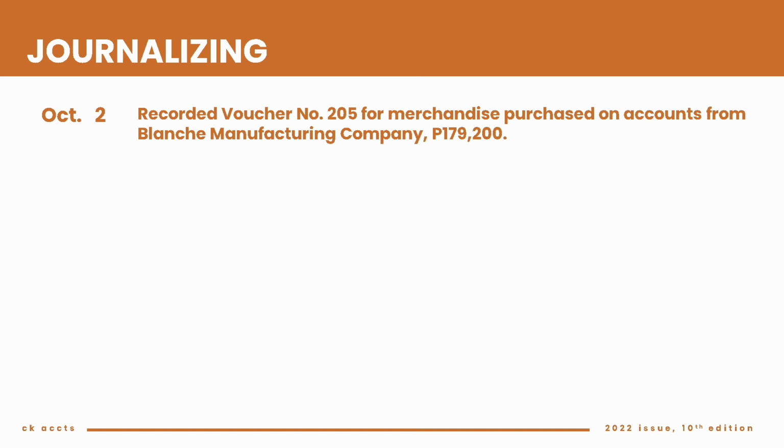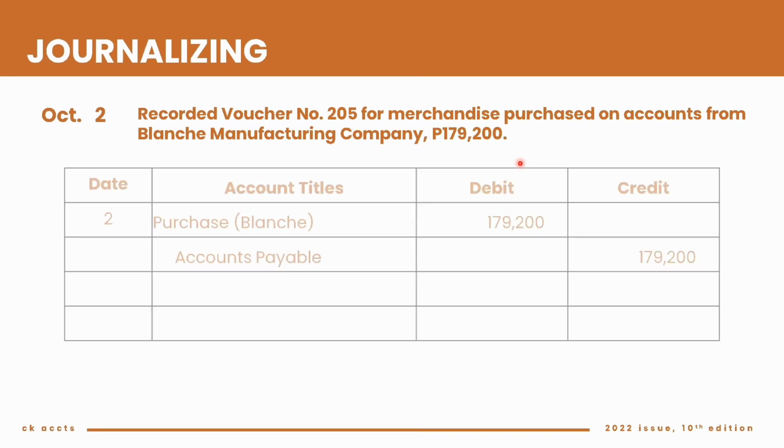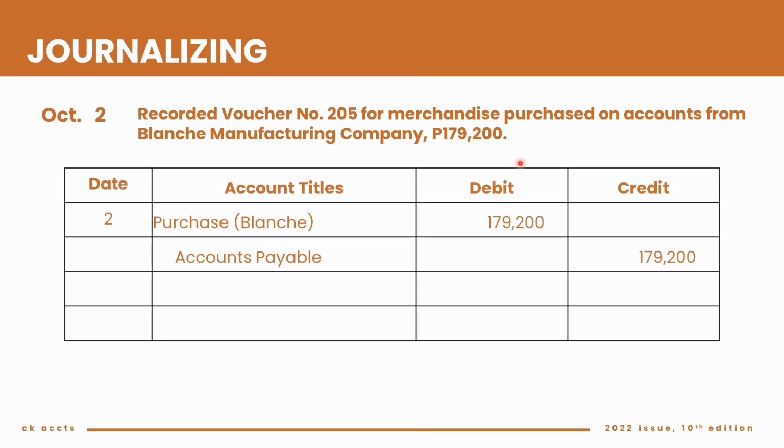So, ito yung pinakauna din na entry for voucher register. So, for October 2, recorded voucher number 205. So, nakikita nyo naman, we have this term. For merchandise purchased on accounts from Blanche Manufacturing Company, 179,200. So, for this one, our journal entry for this is debit purchase and credit accounts payable 179,200.